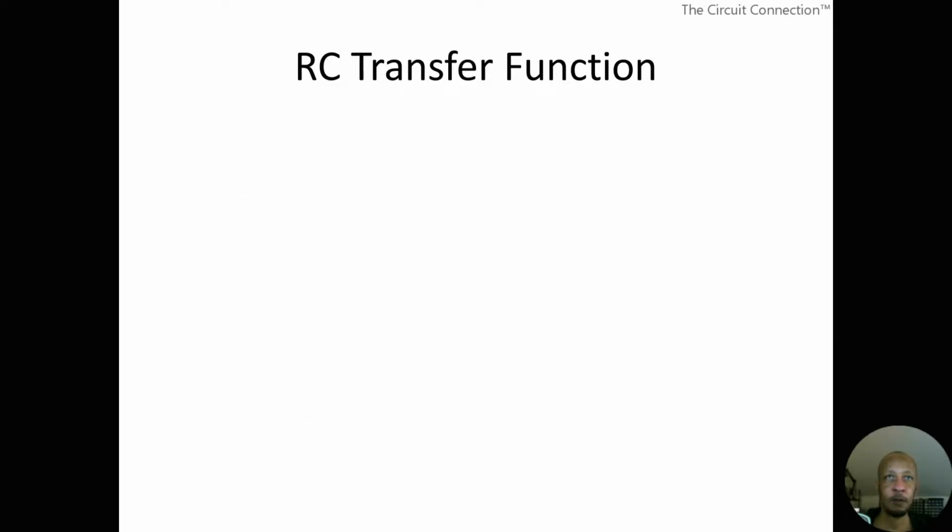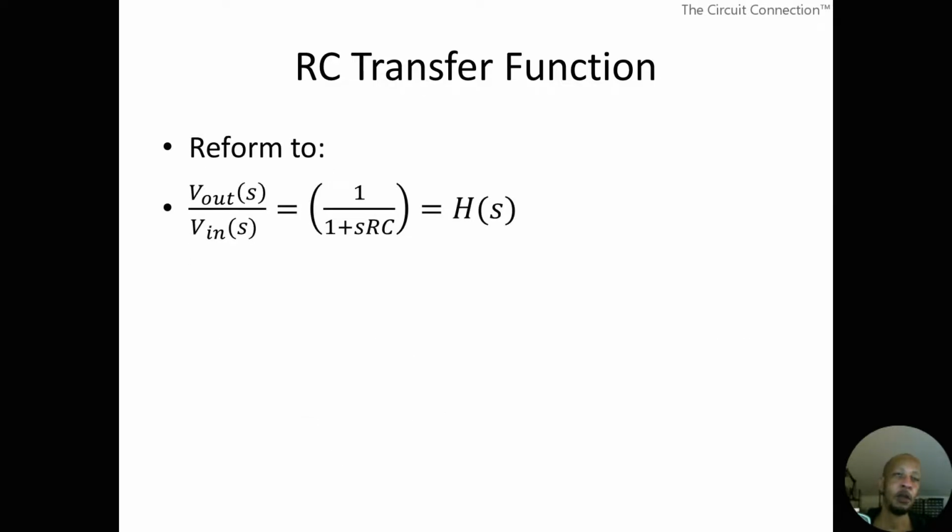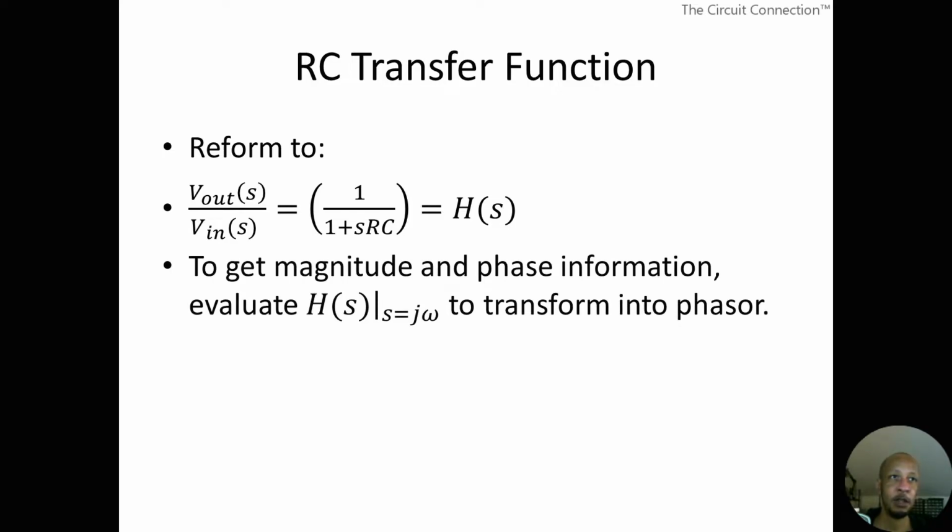And so you're going to reform this, and the major goal of the transfer function is to get Vout over Vin. So you're going to reform the equation to have Vout over Vin. And when you do some more reformation to the numerator and denominator, it's going to simplify to that. And that's H of s for this particular circuit. Next, to get the magnitude and phase information, evaluate H of s at s equals jw to transform it into a phasor.